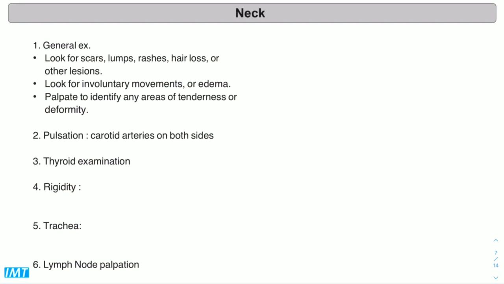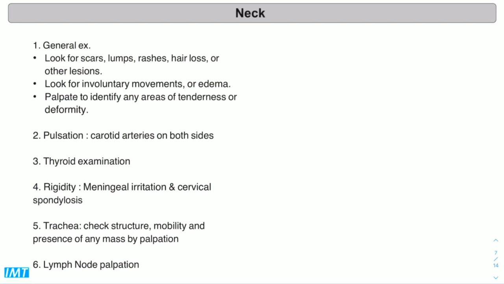Next, pulsation. We palpate the carotid arteries on both sides and we try to differentiate if there are any differences. Thyroid examination, it is very obvious to detect if there are any goiters, any displacement. Rigidity, we assess rigidity in case of meningeal irritation and cervical spondylitis. The patient may be irritated by the rigidity test. Next, we assess the trachea. We check the structure, mobility, and the presence of any mass by palpation.